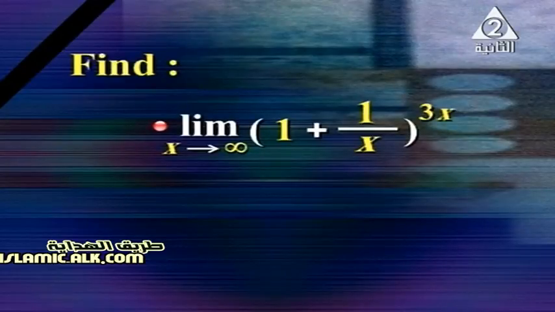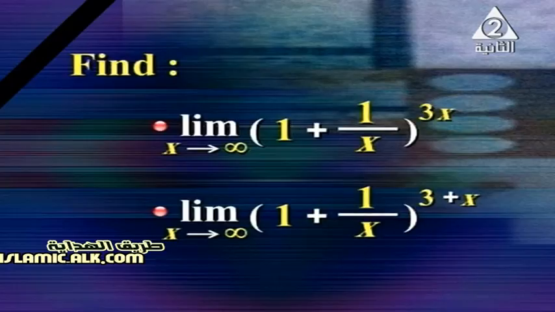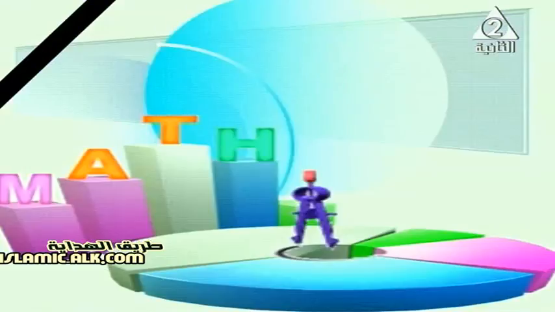Example. Dear student, by using the previous result, find the limit when x tends to infinity of the bracket containing 1 plus 1 over x, all to the power 3x. Another example: find the limit when x tends to infinity of the bracket containing 1 plus 1 over x, all to the power 3 plus x. Solution.